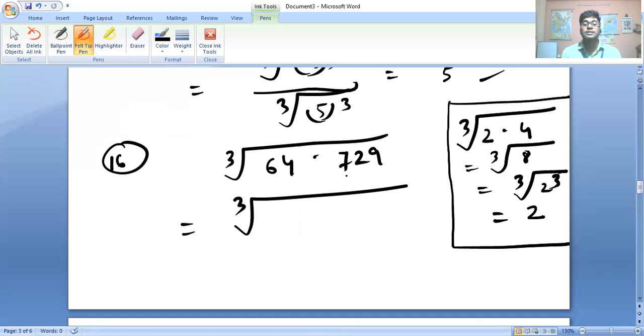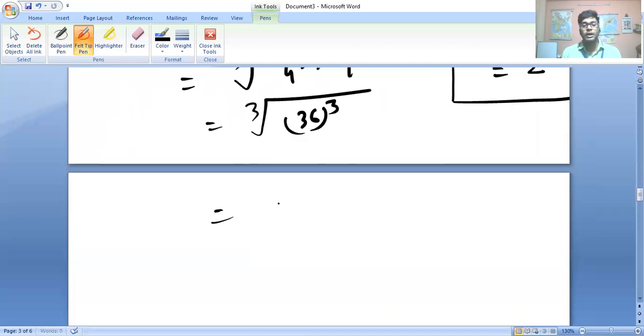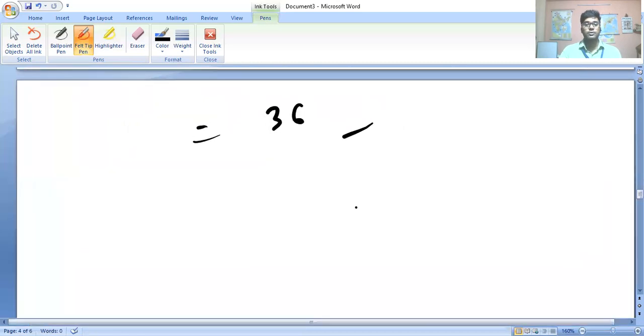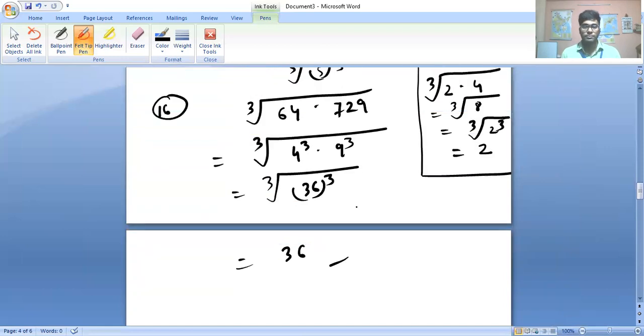But here, these numbers individually can be represented in the form of some number whole cube. How? 64 is 4 cube and 729 is 9 cube. So together, therefore, they will make 4 nines are 36. So 36 whole cube. So therefore, answer would be 36. Clear, students? Okay. I hope you can see clearly. Okay. Let us move on then.